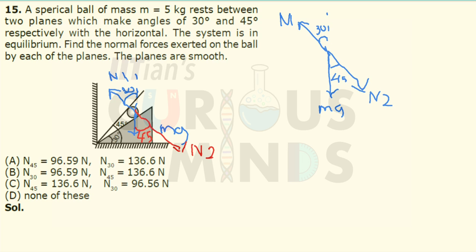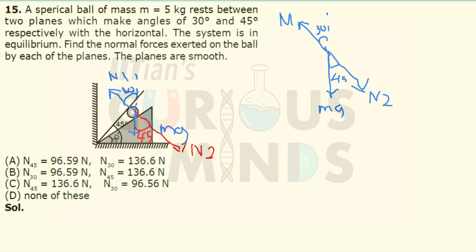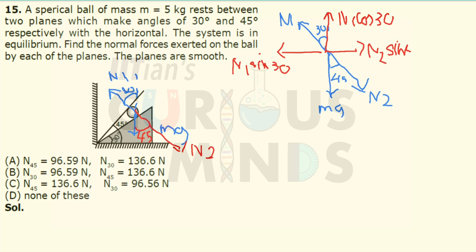So now if the body is at rest, the total horizontal force and the total vertical force should be equal to 0. Before we go into the total horizontal and vertical forces, let us resolve n1 and n2 into the vertical and horizontal components. So over here, this will be equal to n1 cos 30, this will be equal to n1 sin 30. Similarly, this will be equal to n2 sin 45, and in the vertically downward direction it will be equal to n2 cos 45.